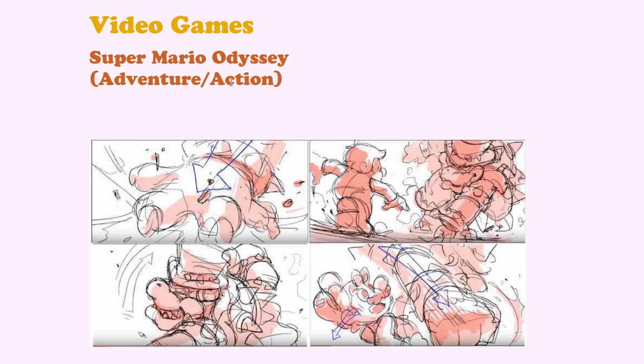And then this one's from a video game now. So again, they're quite similar to how movies are done, but this one's from Super Mario, and it's quite rough, but you still get the idea of how each frame is gonna look when they're animating it for the video.